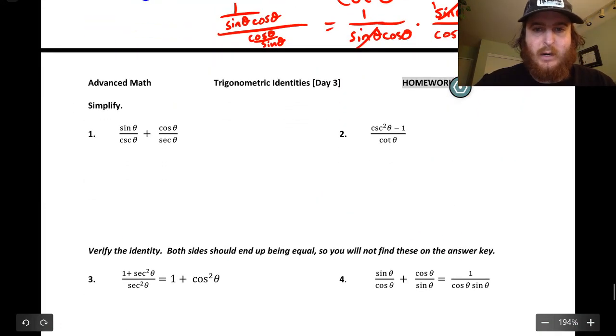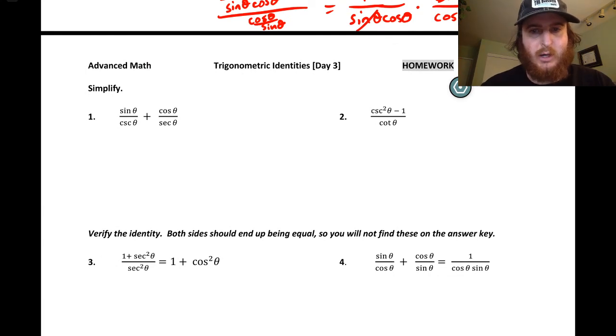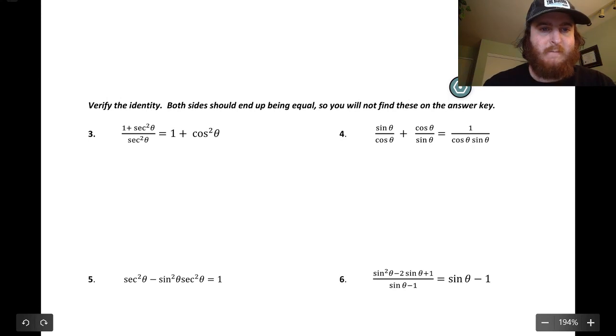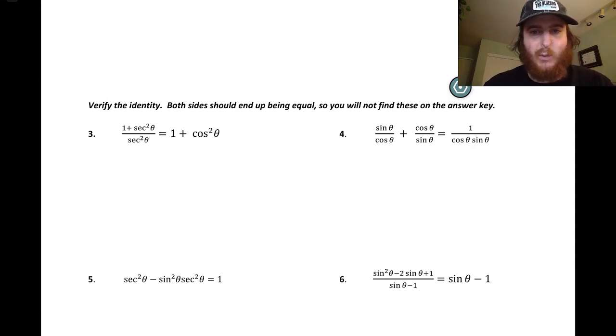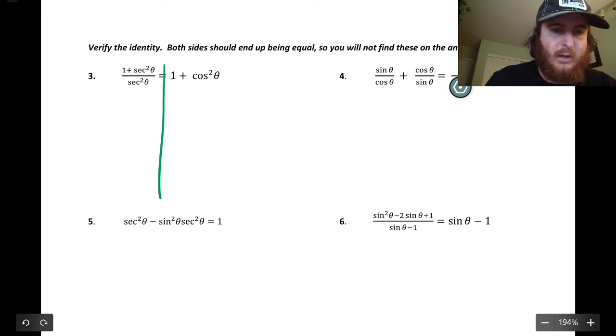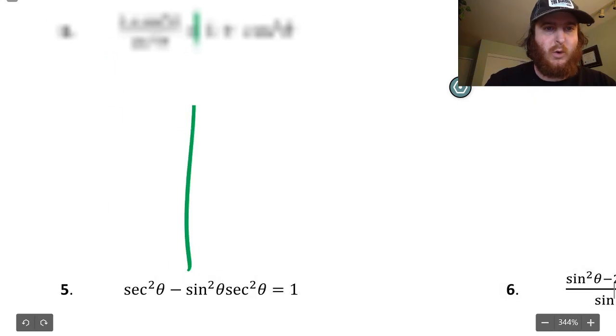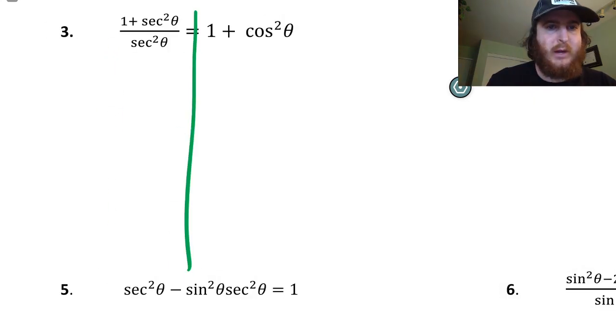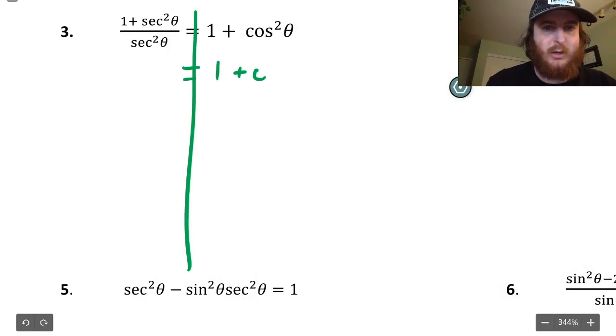Homework on this is going to be these first 2 questions are going to have answers. They're going to be kind of similar. And then these guys are verifying the identity. So whenever we're verifying an identity, what you're going to do is you're just going to kind of write a long line down the middle. And you're going to work on the left side. And you're just going to continue to rewrite the right side. So I'll do number 3 with this.